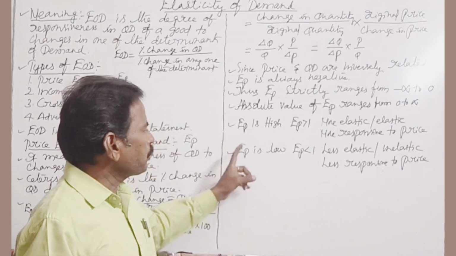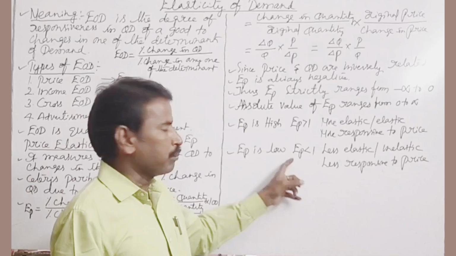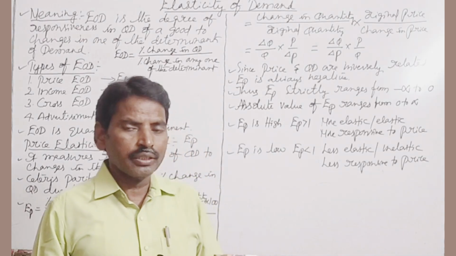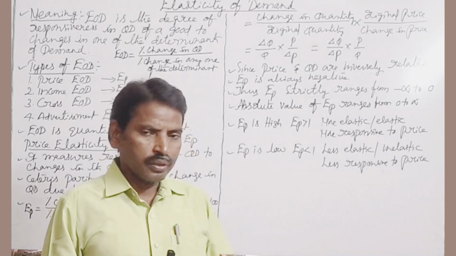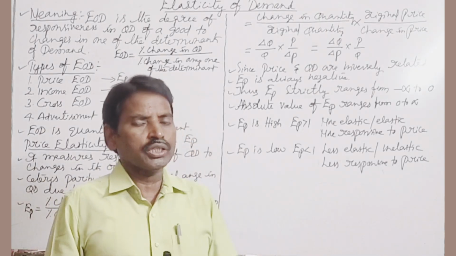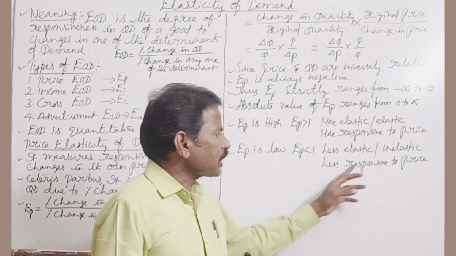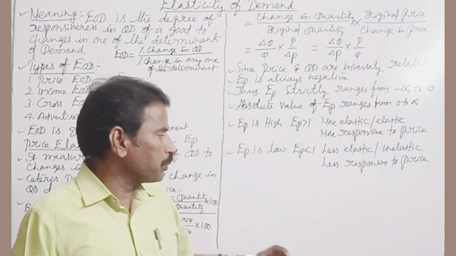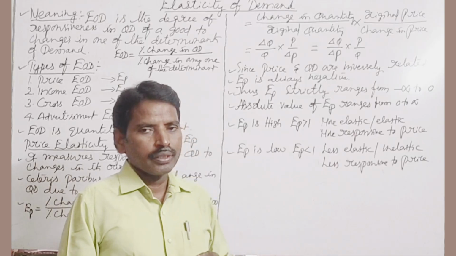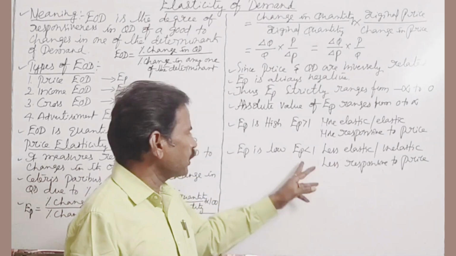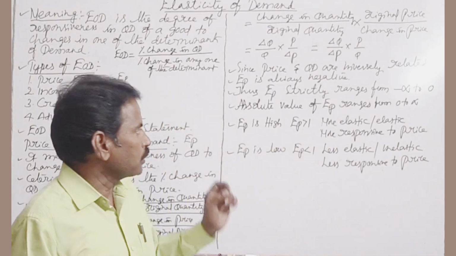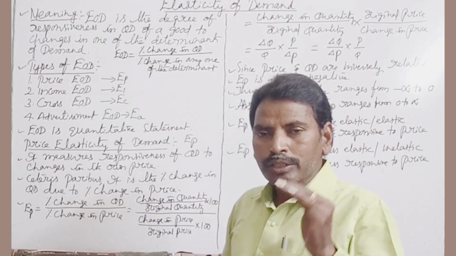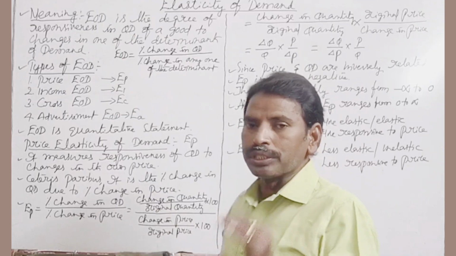Next, when EP is low, that means EP less than 1, it is called less elastic, relatively inelastic, inelastic or low elastic. That means less response to price. For example, necessaries are the best example for EP less than 1. So this is the basic detail of the concept of price elasticity of demand.